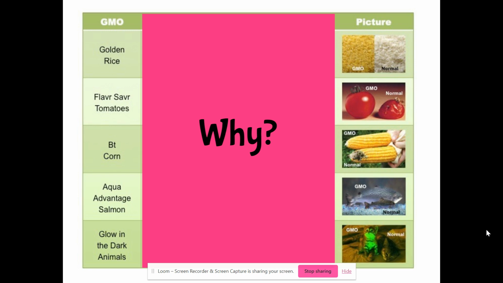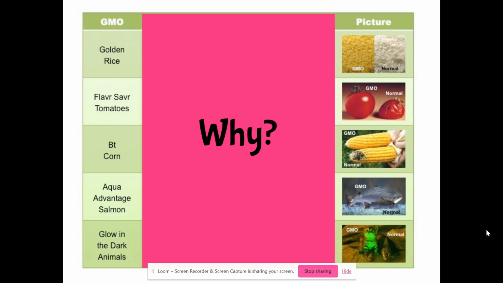That's the rotten one. BT corn. So the genetic modified one looks good. The normal one's starting to look yucky. Aqua Advantage salmon. So the genetically modified one is the big boy in the background, and the normal one is the little tiny one in the foreground, and then glow in the dark animals. And I don't think I need to show you which one that is.